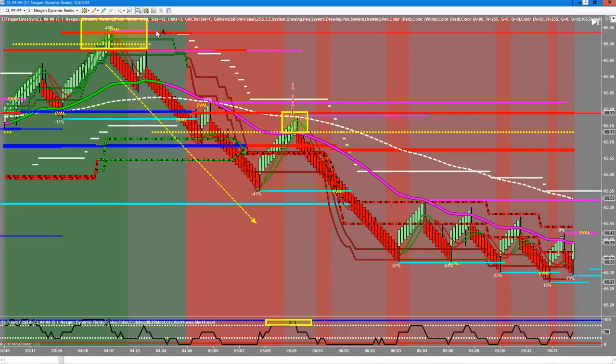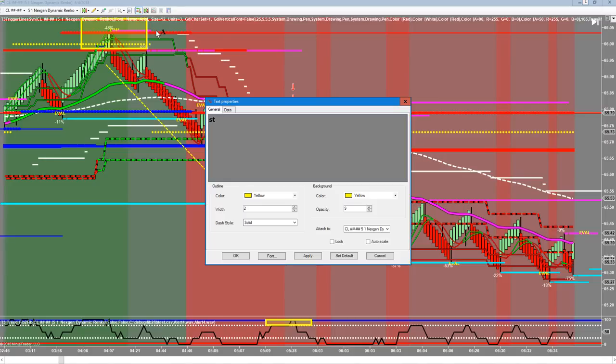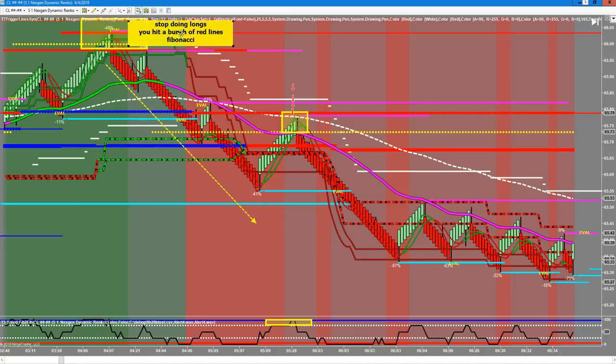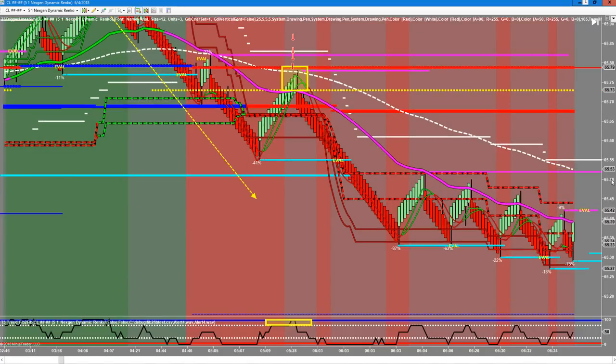Stop doing longs when you hit a bunch of red lines, all of our Fibonacci red lines. Stop doing longs. Fibs break. All the triggers are going down. You're going to do a short trade and go to the downside. Now, our objective, again, we're going to go slow in the beginning and then we'll pick up some speed as we go.